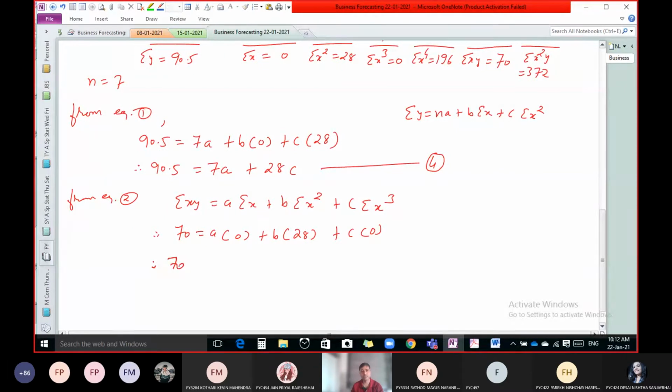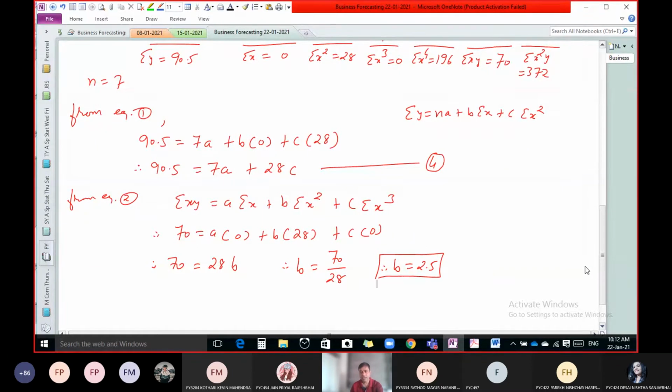And that is the advantage we have of converting years in such a way that we get the value of sigma x 0 and sigma x cube 0. Okay, so 0 into anything is 0, so we get here only 28b, and this is also 0, so we get direct value of b here, 70 divided by 28. Tell me, what is it? 2.5. So now we have the value of b, 2.5.